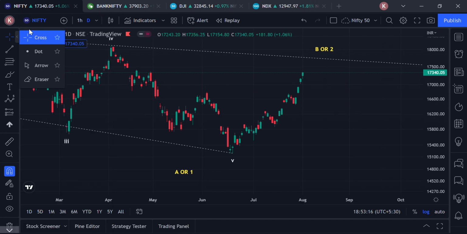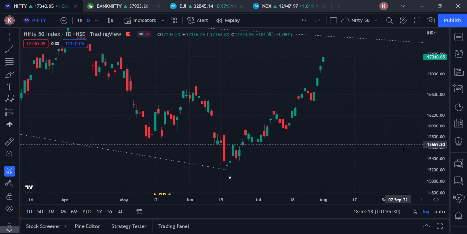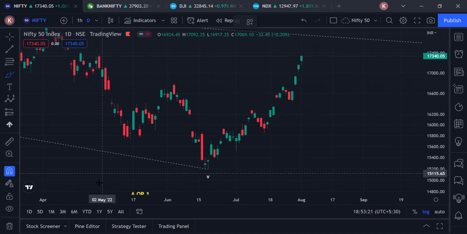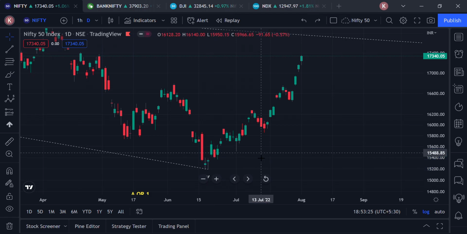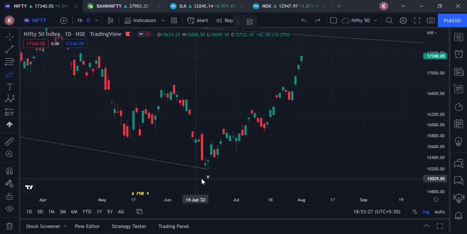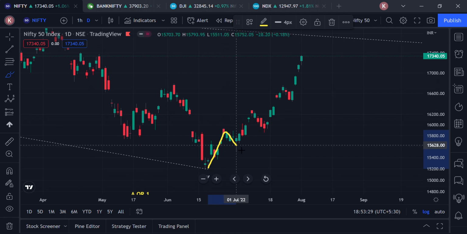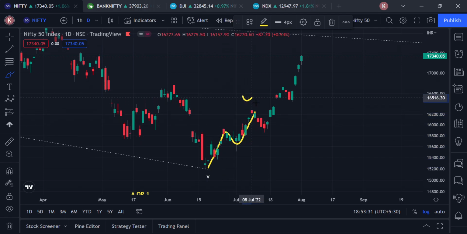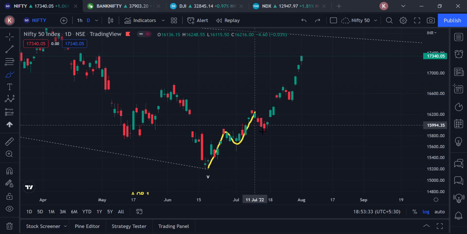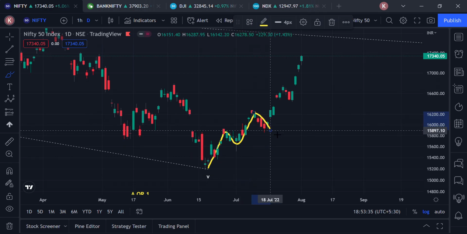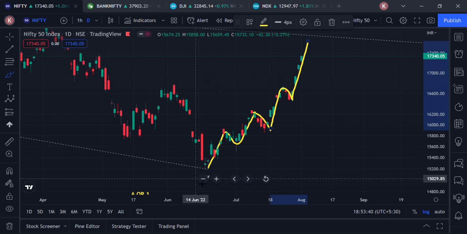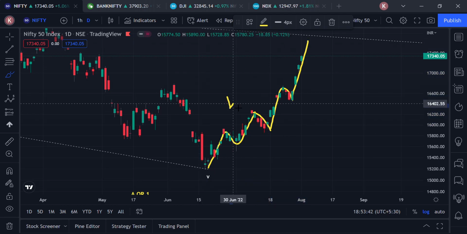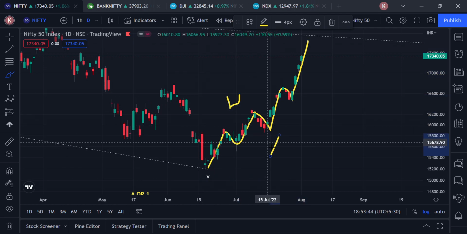If I have to mark here, I will just mark it as, this is just, yeah. So this could be A, B, and a C. This could be W, okay. Then an X, then again A, a B, and a C, right? So this can be marked as W. This could be X, and we are into Y.